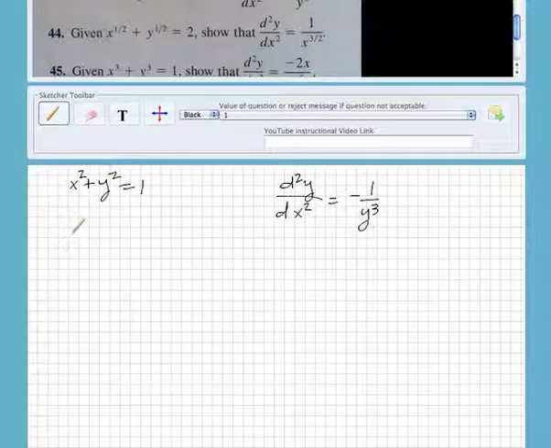Hey Kaylee, got your question regarding taking the second derivative of an implicit equation. To take the second derivative, we have to first take the first derivative, and we're going to differentiate this implicitly.